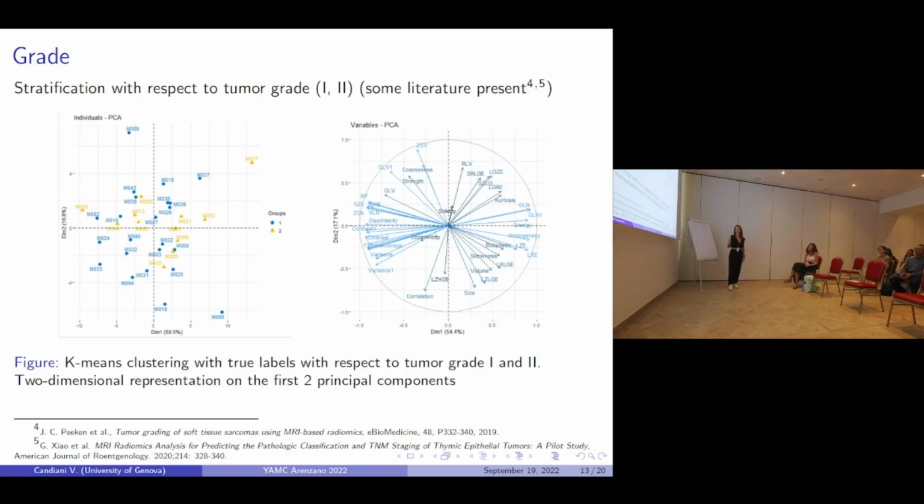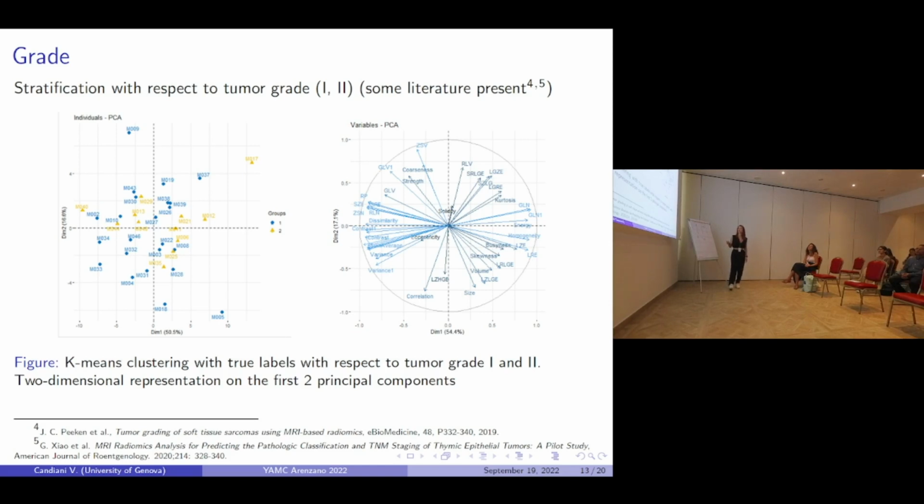And let's have a look at the first one. This is tumor grade. Here we have classification with respect to just tumor grade 1 and 2, because grade 3 is actually quite rare. On the left-hand side, we have a 2-dimensional representation of the k-means clustering results on the first 2 principal components of this set of features. So y-axis is the first component, and then x-axis is the second principal component. Patients are colored by groups, so group 1 is grade 1 and group 2 is grade 2.